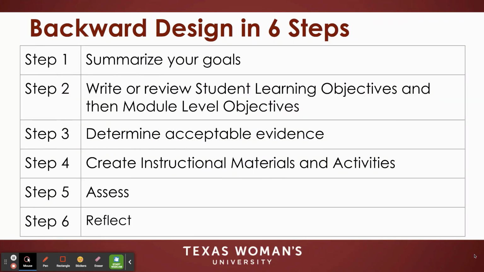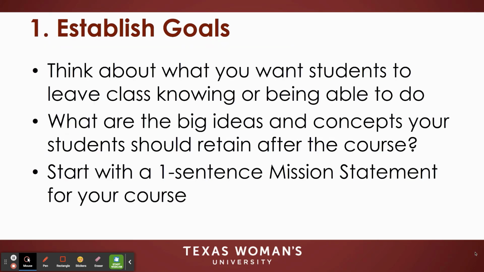In this video, I've broken down the process of backward design into 6 steps. I will explain each one and offer examples from an undergraduate English composition course. Step 1, summarize your goals beginning from general to specific. You might start by reflecting on your purpose for teaching this course, and what are the larger scale ideas and concepts that students should know from taking the course.